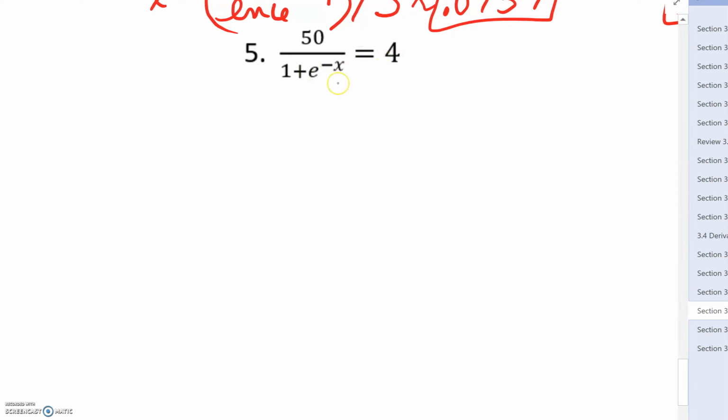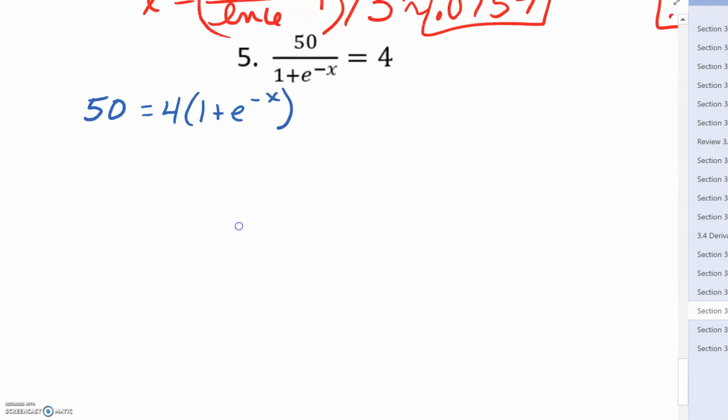To start with, on number 5, we're trying to solve for x. So I want to get this out of the denominator. I'm going to multiply both sides by that 1 plus e to the negative x. And then I'll divide both sides by 4. 50 divided by 4 is 12.5. Let's isolate this term with the e to the negative x, so I'll just subtract 1 from both sides.